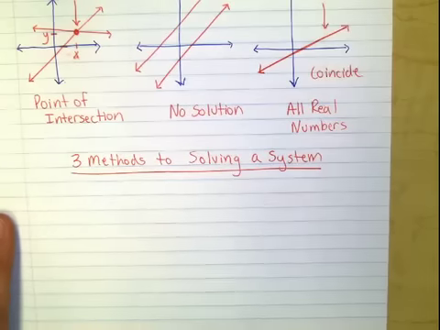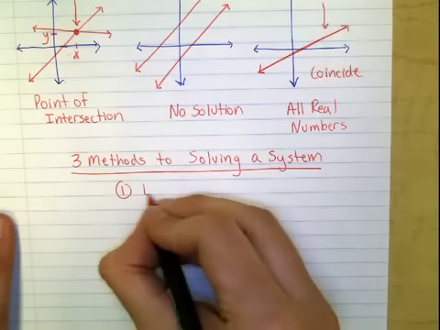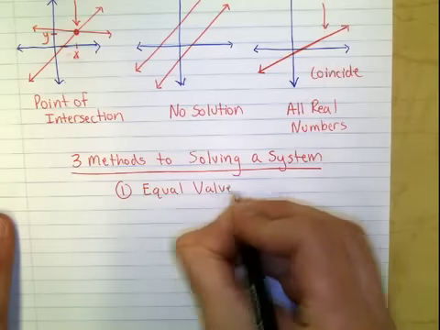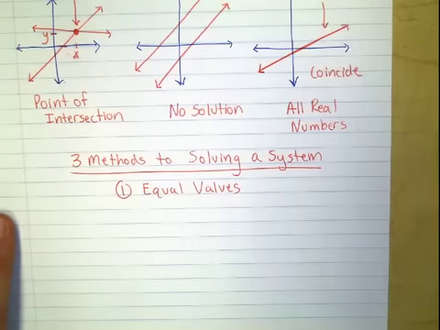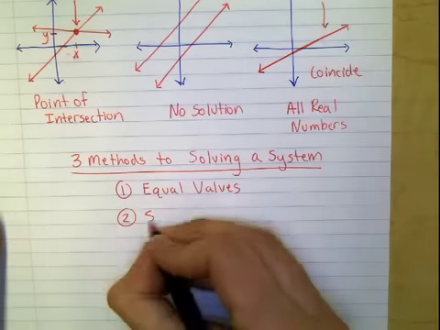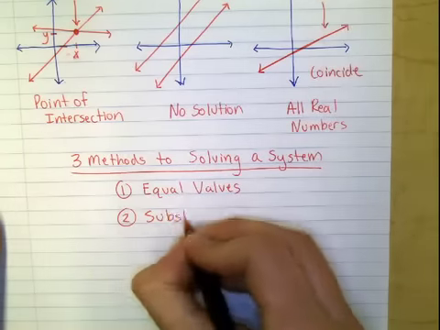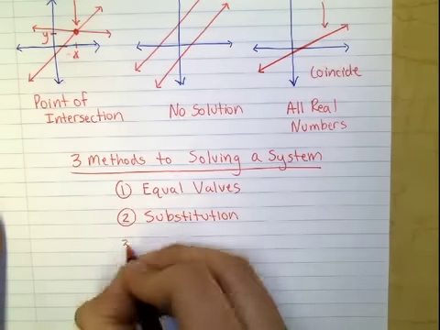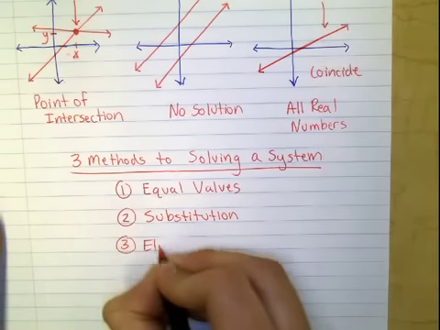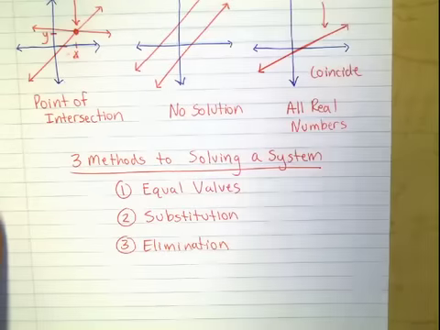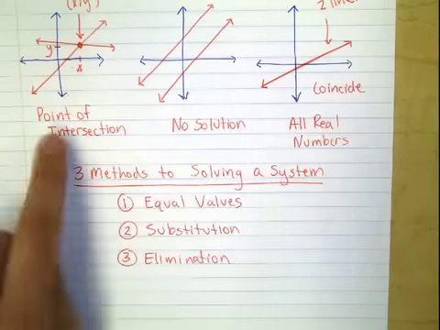The first method is something called the equal values method. And we're going to go over that in the next video. So if you look ahead, I'm going to make a video for each of these methods. The second way is called substitution. A very good way of solving these things. And the third way is called the elimination method.